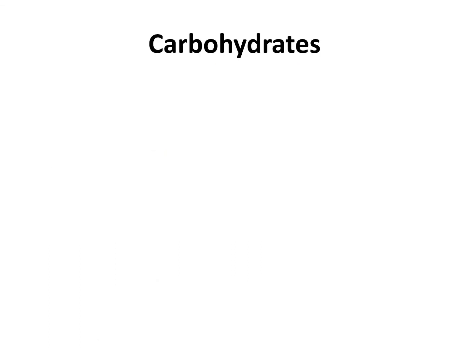Now I want to go through the 4 types of organic molecules that compose all living things. And these 4 types are carbohydrates, lipids, proteins, and nucleic acids. So, beginning with the carbohydrates. The main purpose of carbohydrates in living things is to provide energy and structure for the living thing.